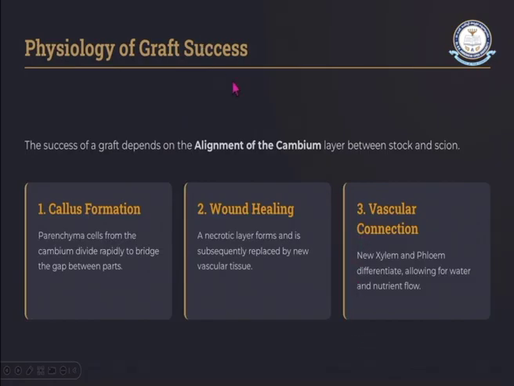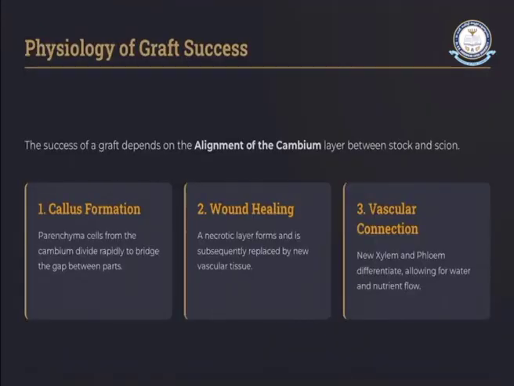If we see the physiology of graft success, the success of the graft depends on the alignment of the cambium. If the cambium is arranged properly, the success rate would be high between the stock and the scion. That means the scion and the stock have to be properly arranged in the middle portion. This middle portion helps in cambium formation, and the rate of success is completely dependent upon callus formation. The first is callus formation, the second is wound healing capacity, and the third is vascular connection.